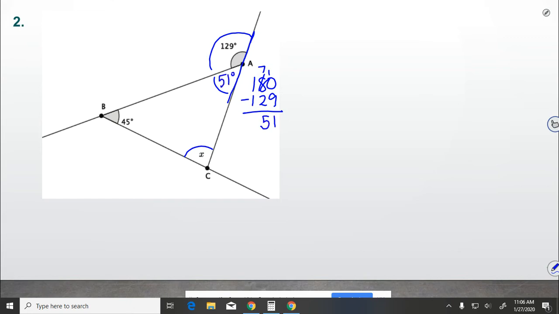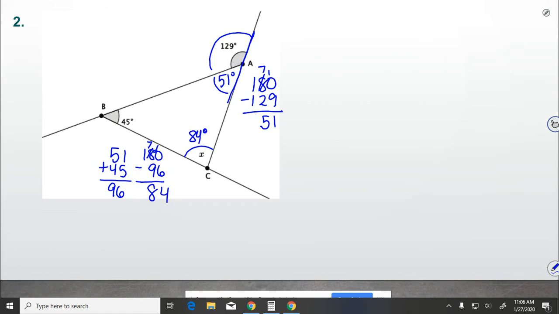Now we have two of the triangle's angles, so we can do 51 plus 45, and that's 96, and 180 minus 96 is 84. So this angle here is 84 degrees.